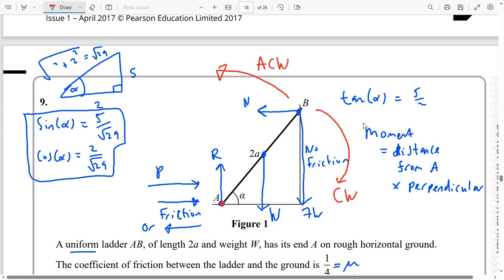So let's look at our clockwise moments first. Let's look at what forces are trying to pull us around clockwise. It's this W here, the weight of the ladder, and it's also this 7W as well.